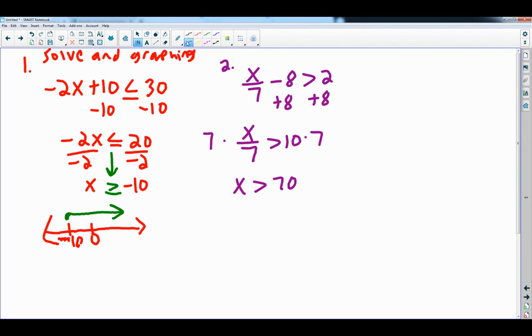Okay, so remember our number line. We're going to have 0, we're going to have 70. Notice how small I can make it. I'm only putting 2 numbers on it. Open circle now at 70, and we're going to the right.